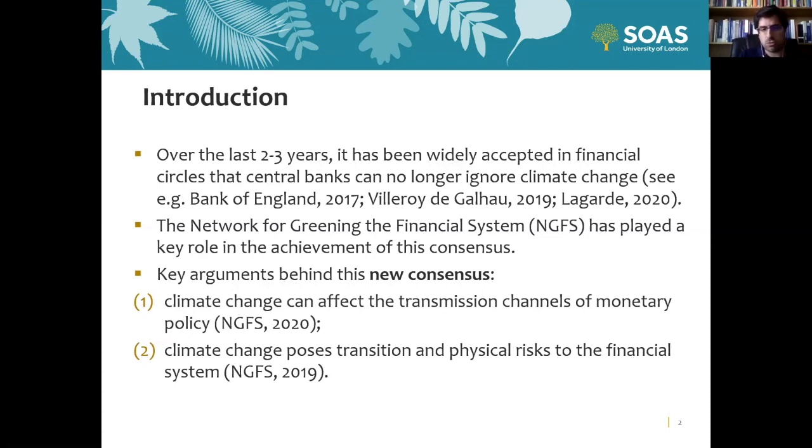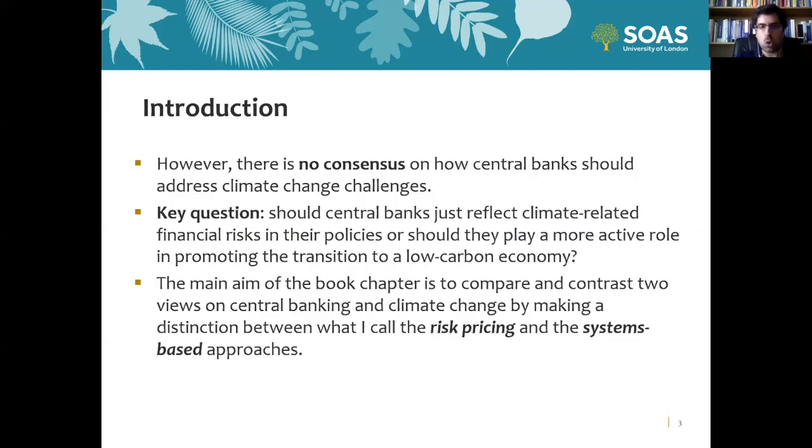The key reasons why we have this consensus is that, as Romain described before, first, central banks have realized that the transmission channels of monetary policy can be affected by climate change. So when we are talking about inflation targeting, they have realized that they cannot actually target inflation without taking into account transition and physical risks. And at the same time, and probably most importantly, it has been recognized that since we have the transition and physical risks to the financial system, central banks need to address them. So we have this consensus that central banks should now not ignore climate change, but there is no consensus on how central banks should do that.